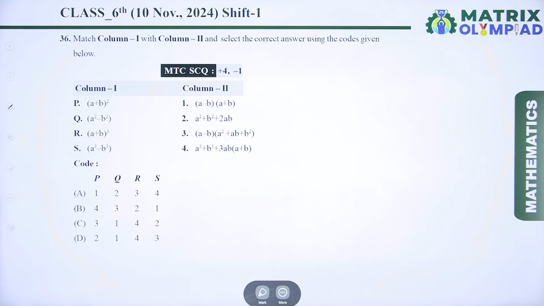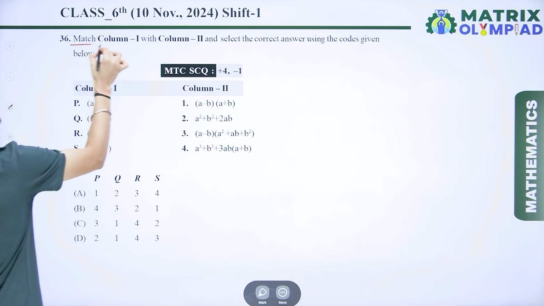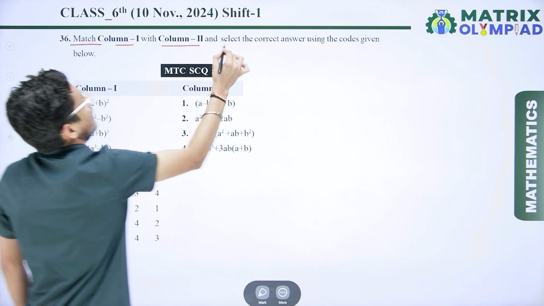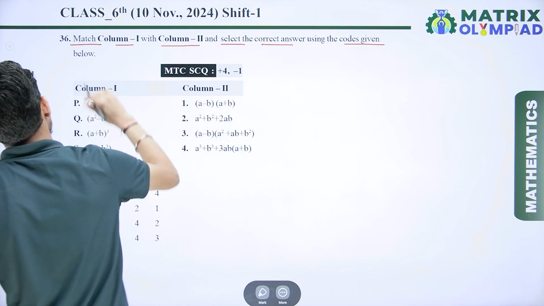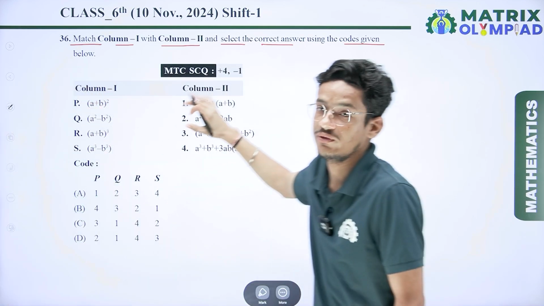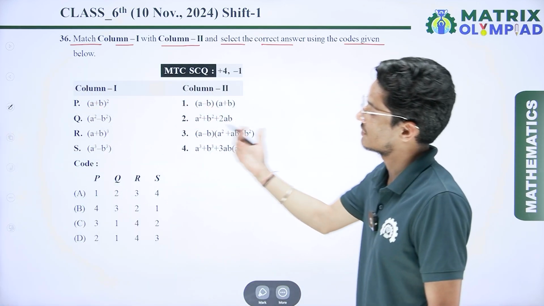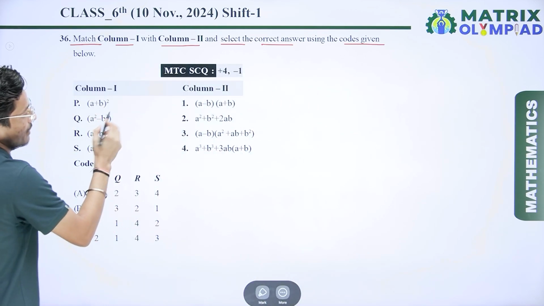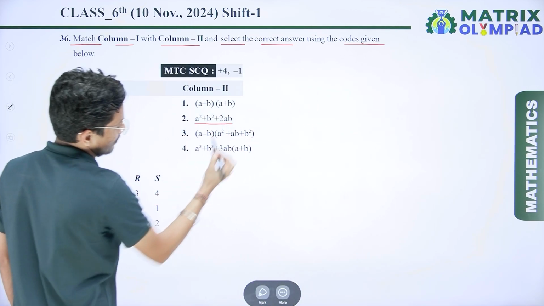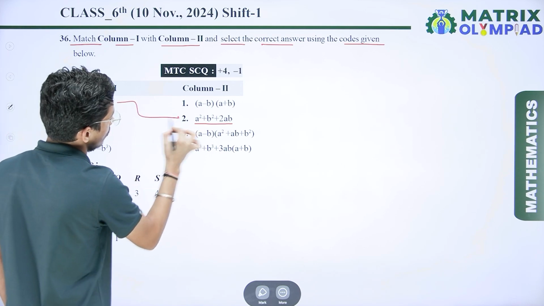Now if I talk about the next question, that is match column 1 and column 2 and select the correct answer using the codes given below. Here we have column 1 and here we have column 2. We have to just match it. So we know (a plus b) whole square is a square plus b square plus 2ab. It means p is connected to 2.